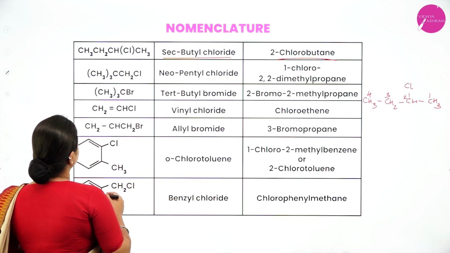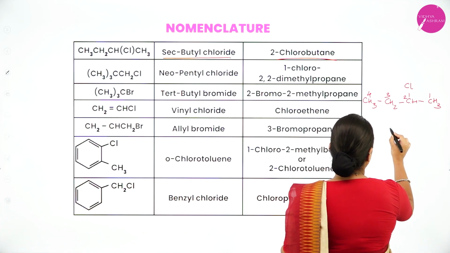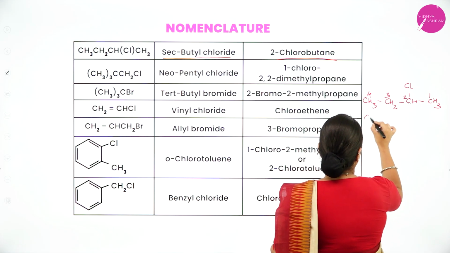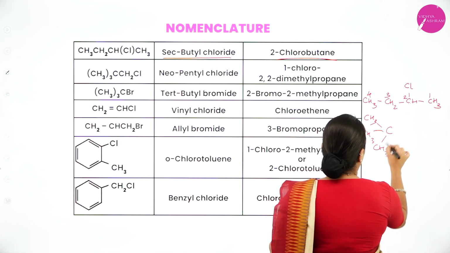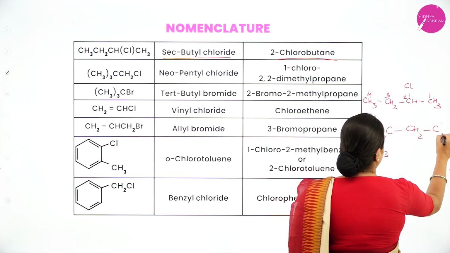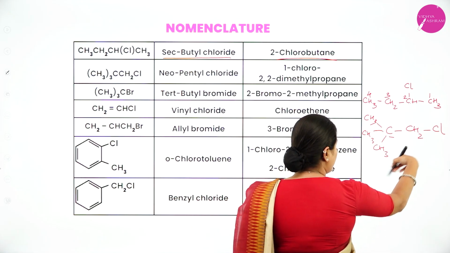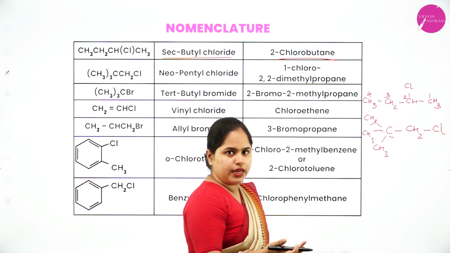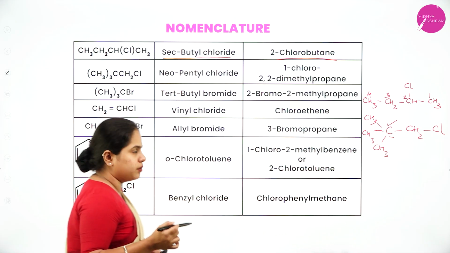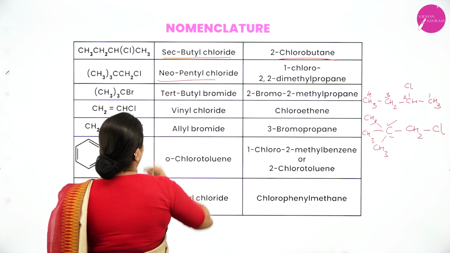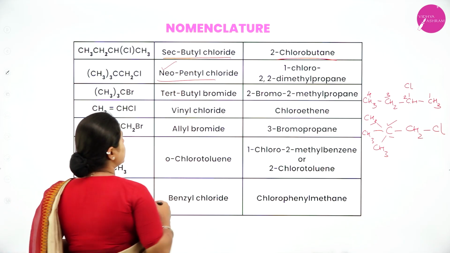Moving on to the next one, (CH3)3C-CH2Cl. So to this carbon atom 3 CH3 groups are attached, right? And to it a CH2Cl is present. If a carbon atom is surrounded by another 4 carbon atoms, as this particular carbon atom is, hence the name is neo. If it is surrounded by 4 other carbon atoms, we call it neo.